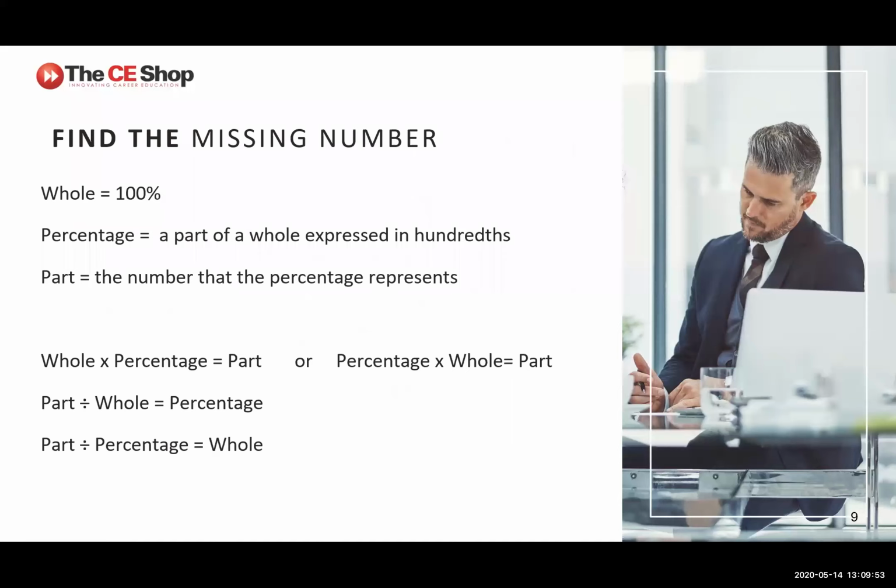Find the missing number. This is pretty much the way it's going to be for everything. You've got the whole, you've got a percentage that's expressed in hundredths, and you've got a part which, when you play with the other two, gives you your answer of where you're at. So pretty much everything is the whole times the percentage equals a part, or the part divided by a whole is a percentage, or the part divided by the percentage equals a whole.